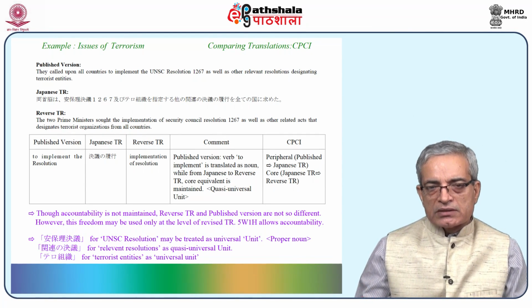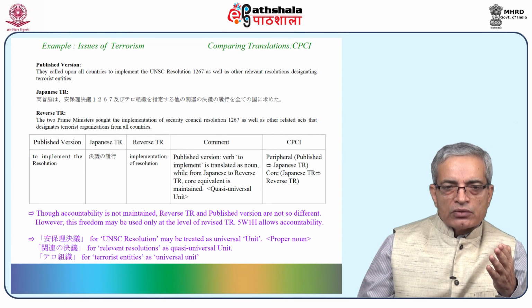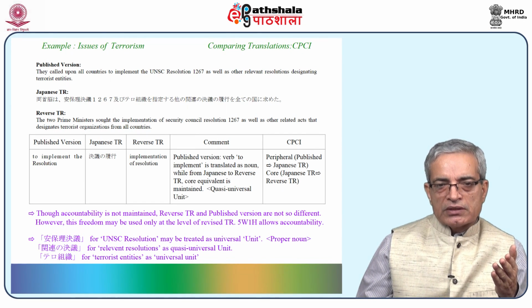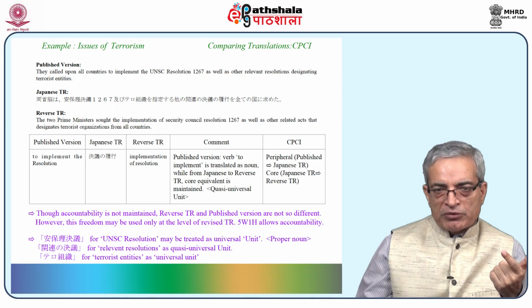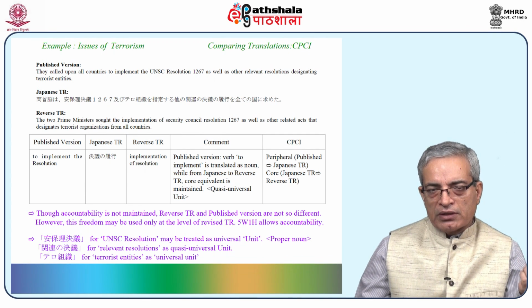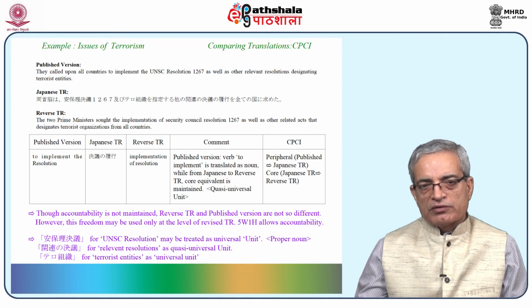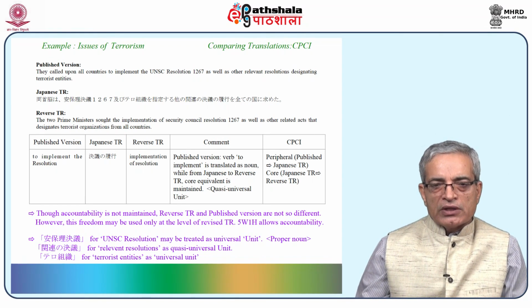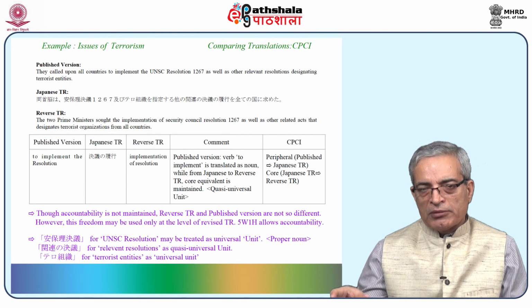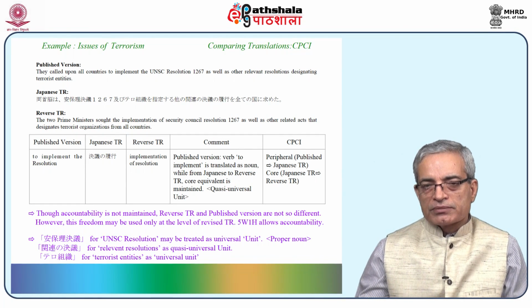If we see the elements, first is Ampori Ketsugi. Ampori stands for UNSC, that is, yeah, UNSC resolution. It may be treated as a universal unit. The next is Kanren no Ketsugi. Kanren can be different. It could be something no Ketsugi. So it's a quasi universal unit. And Tero Soshiki for terrorist entities. I think this should be taken as a universal unit because this is not so easily available a word, because Soshiki is normally organization and Tero has got an issue of whether it is terrorism or terrorist.